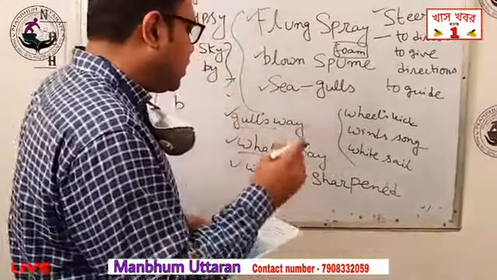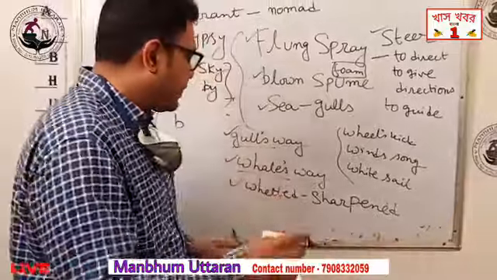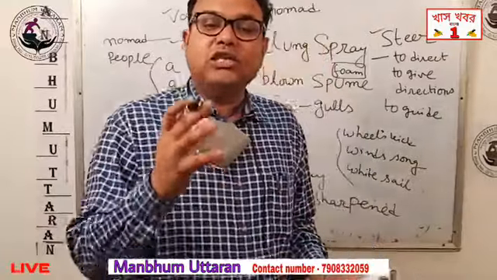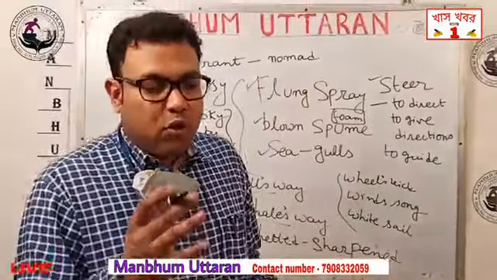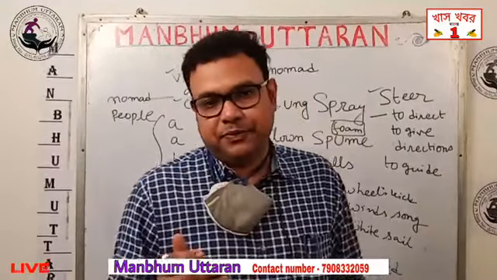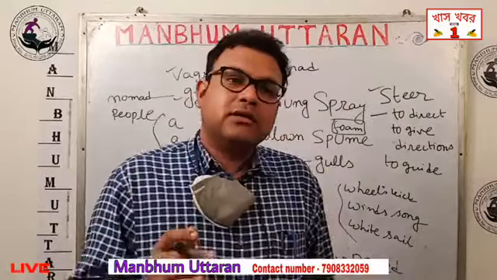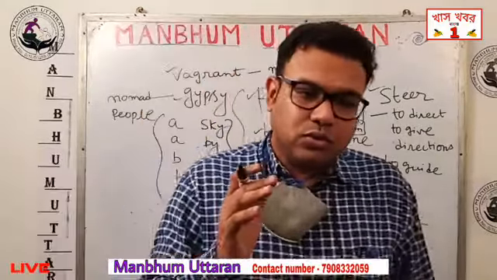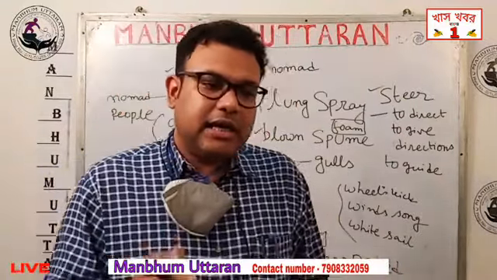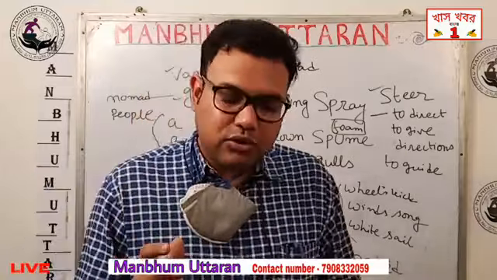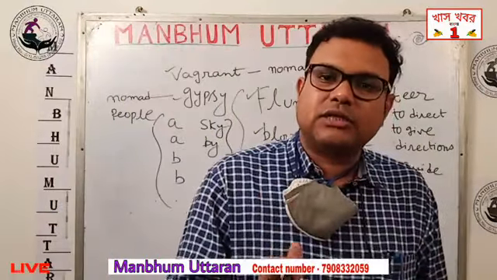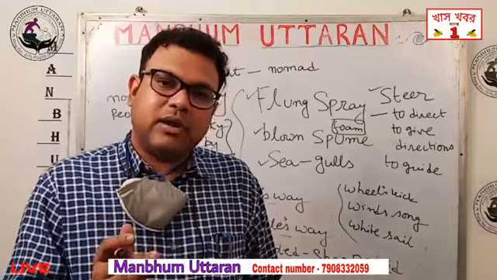And where this whetted means sharpened, where cold chilly winds cut his flesh and bone like a knife. He is willing to go to far-flung places where the gulls roam about, where the whales roam about, and where the cold winds cut his flesh and bone like a sharpened knife.